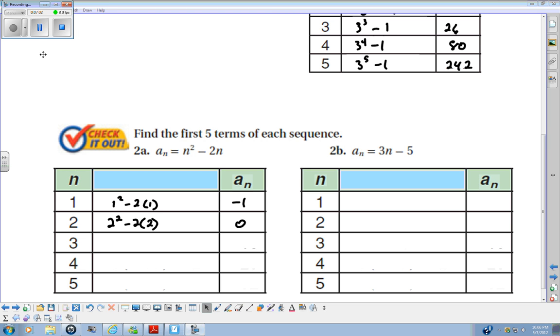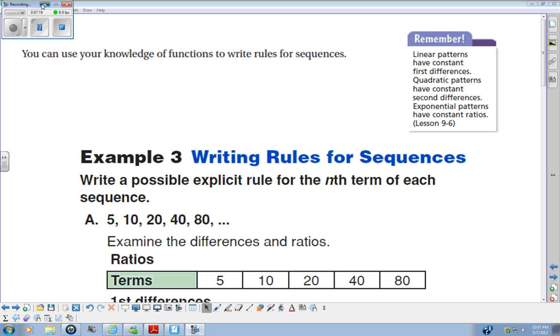For recursive formula, we replace a sub n minus 1 with the last term. And for explicit formula, we will replace n with the term number. Okay, so the next thing we're going to do is look at writing rules for sequences.